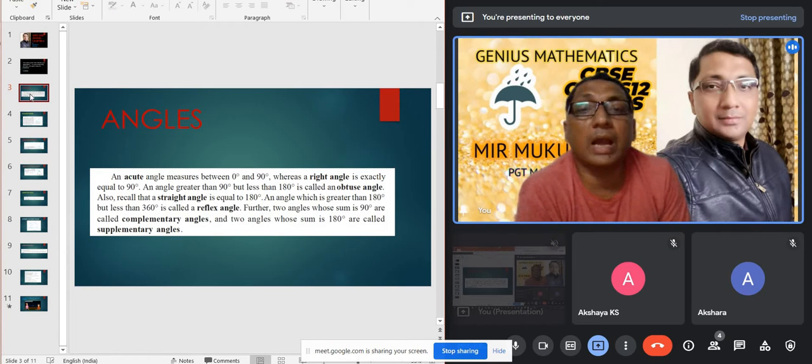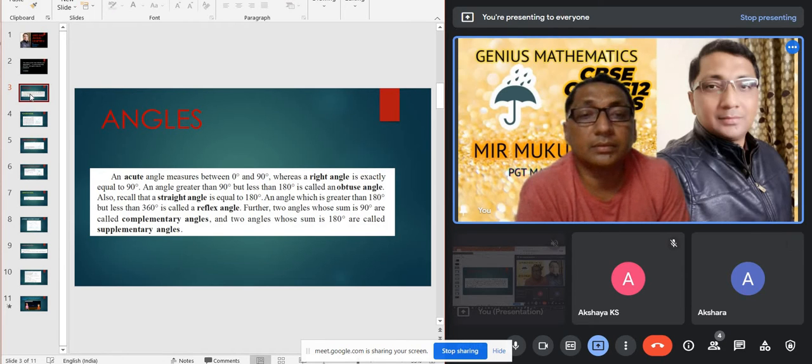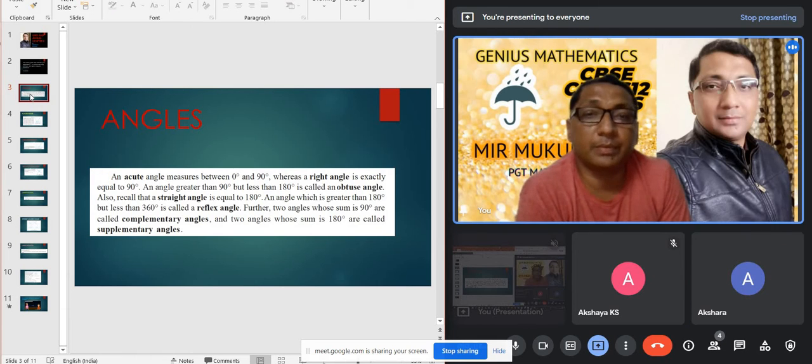Further, two angles whose sum is 90 degrees are called complementary angles. If the sum of two angles is 90 degrees, that is called complementary angles. Can you give one example, Aksara? Angle 40 plus angle 50. Yeah, 40 plus 50, right? 40 and 50 are complementary angles.